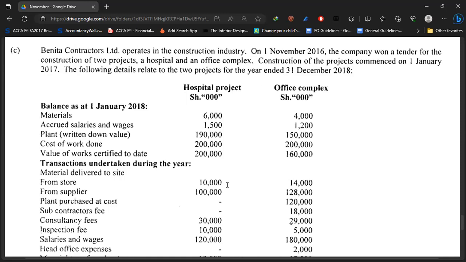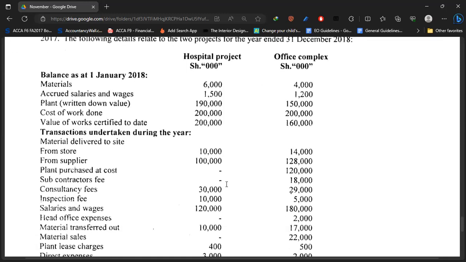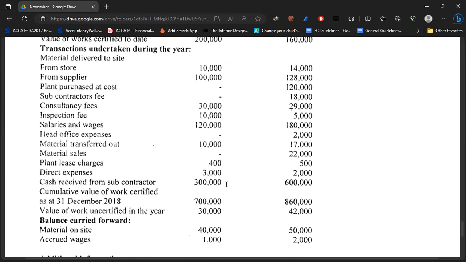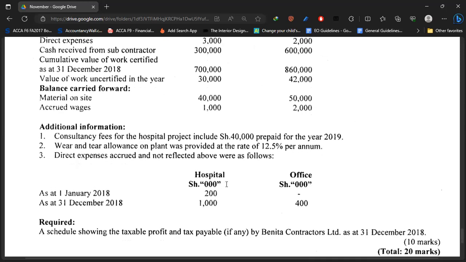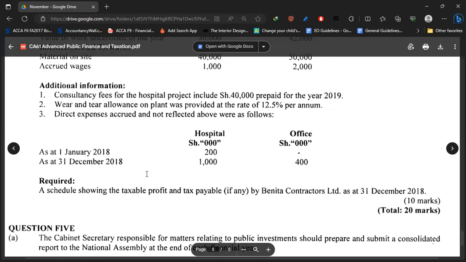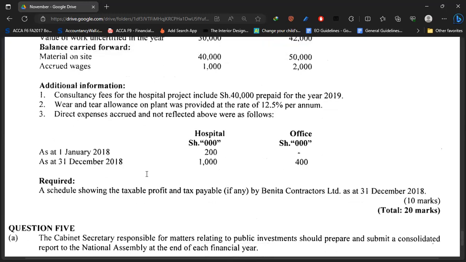First, the project office complex. Balance of January 2018. Sorry? Just to read all the details, or we go to the additional information. Additional information: consultancy fee for the hospital project included 4,000 prepaid for the year 2019.